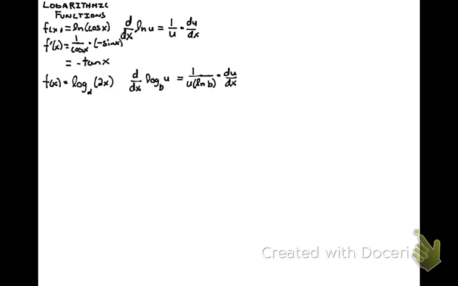So in our example, the derivative, or f prime of x, of log base 2 of 2x is equal to 1 over the argument, so in this case 1 over 2x, times the natural log of the base, in this case 2, times the derivative of the argument, which in this case is 2. We could simplify this a bit and end up with 1 over x times the natural log of 2. So again, it's a combination for these of knowing the form and recalling the chain rule.